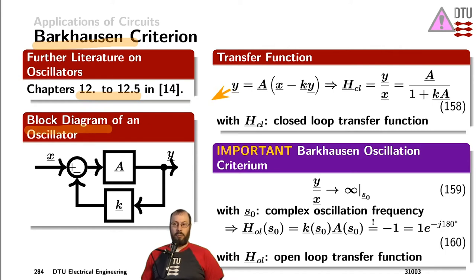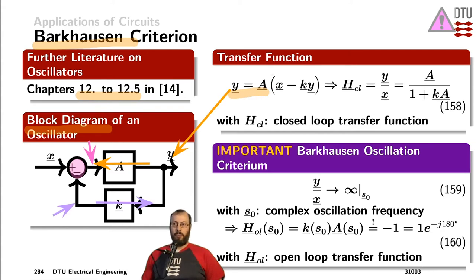The output of the oscillator is a signal called Y here. We can trace back that signal Y as the multiplication of the input signal of the block A with the transfer function of the block A, and therefore we can write Y equals A times the input signal of block A. That pink signal is the summation of X minus the feedback signal on this node. And that last node we can further trace back as K times Y.